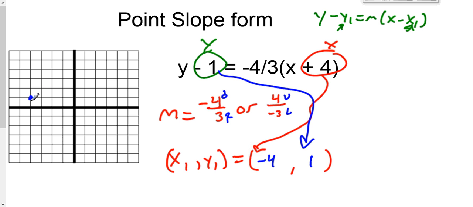Well, down 4, 1, 2, 3, 4, 1, 2, 3. Can't go down 4, right 3 again, so maybe we can go up 4, left 3. We can't, so these are the only two dots that we're able to plot, which is fine. Two is the minimum. Connect the dots, and we've graphed our line.